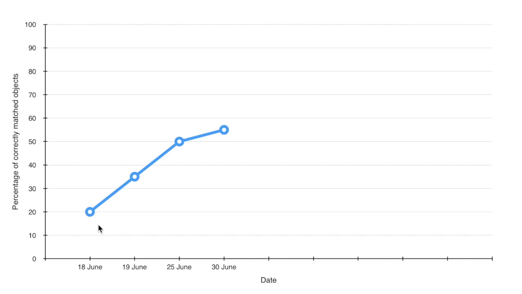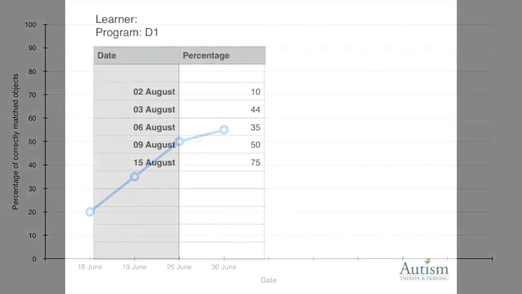Now let's take a look at the data. Your first point is plotted at 20%. Your next point at 35%. Your next point is at 50%. And your last point is at 55%. Did you get the same? If you didn't, take a look at where you went wrong and regraph it just to practice. Let's try another one.